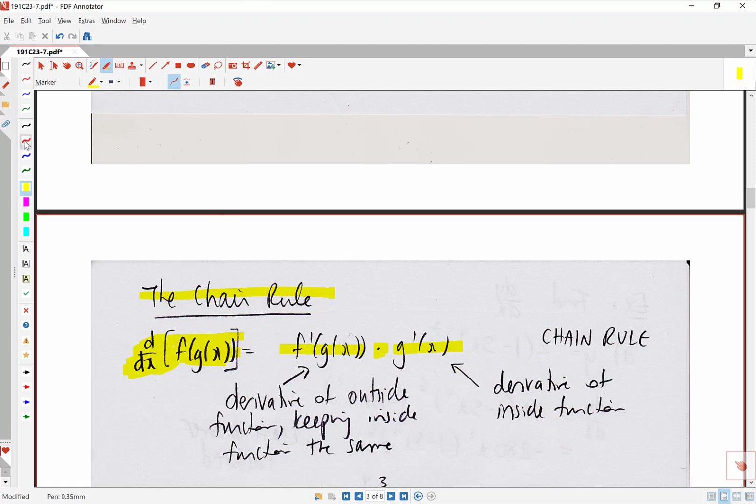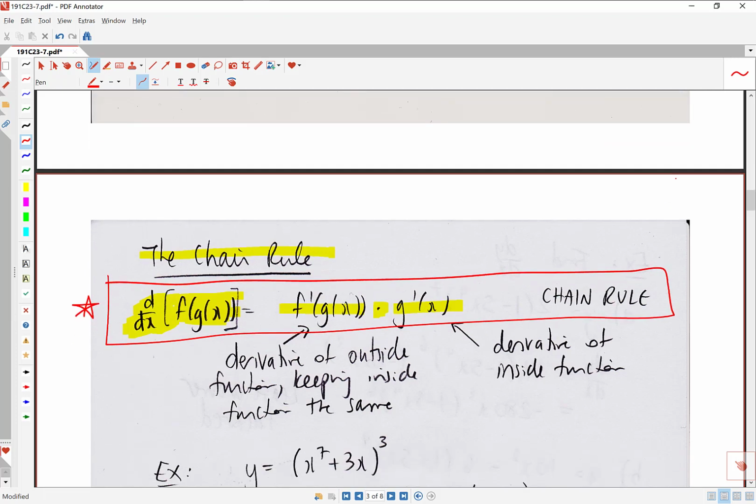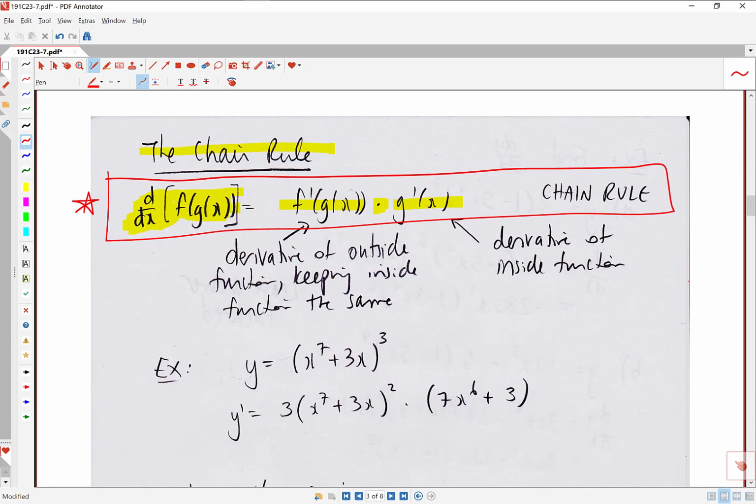Okay, well, let's do an example. I will put a box around this just so that it's easy to find if we need to look back on it. Put a star beside it because that's going to be quite an important rule. And let's try an example of this chain rule. Okay, so we'll do some bigger examples in a moment, but for now I just want to illustrate some quick examples.